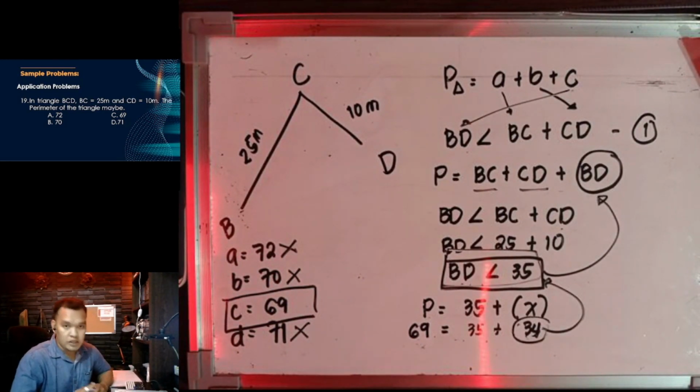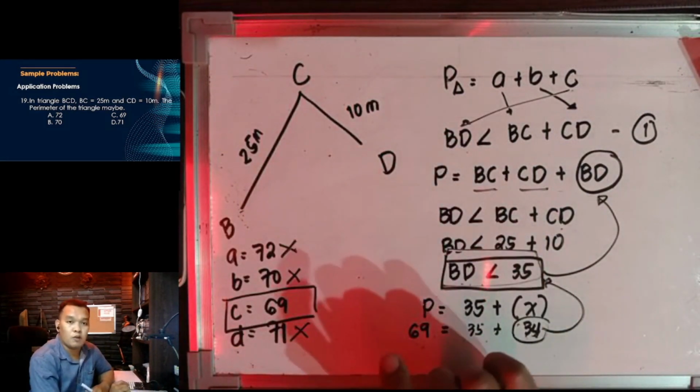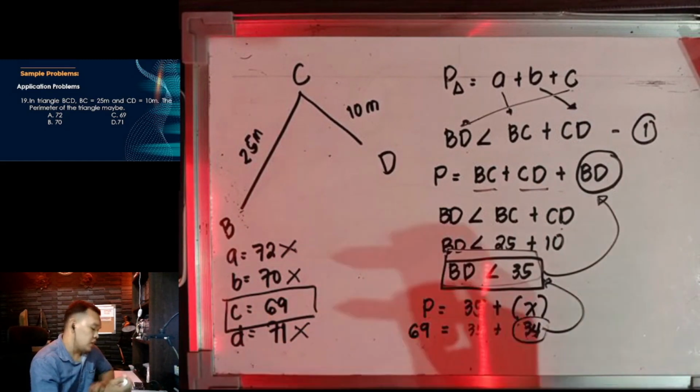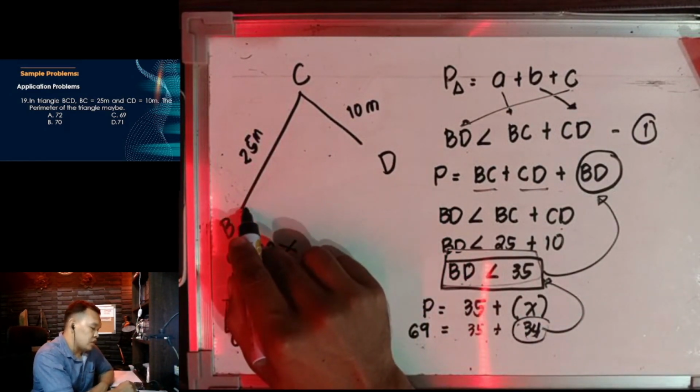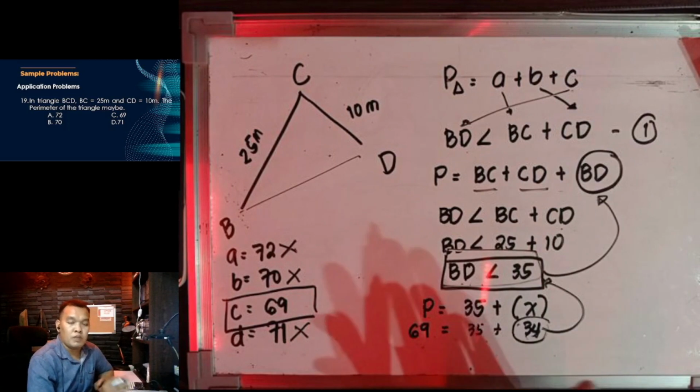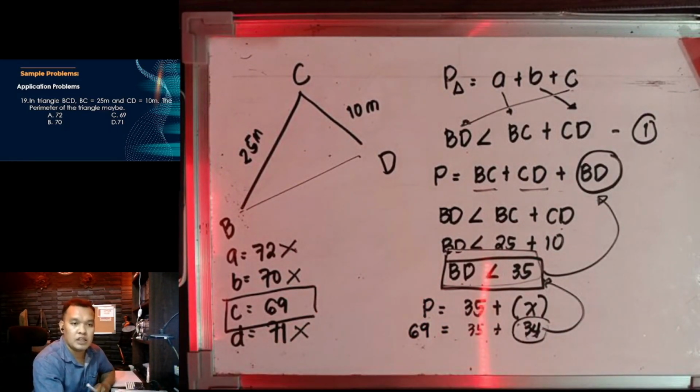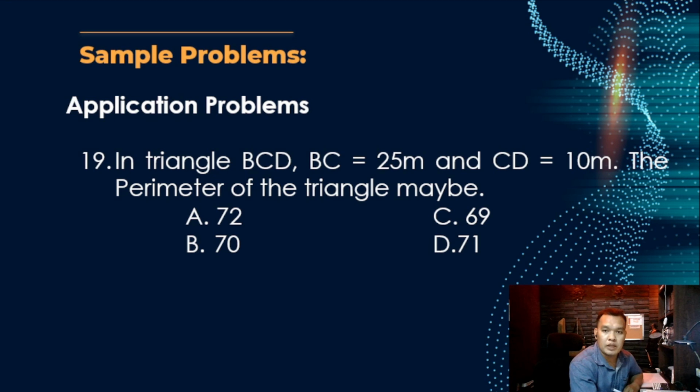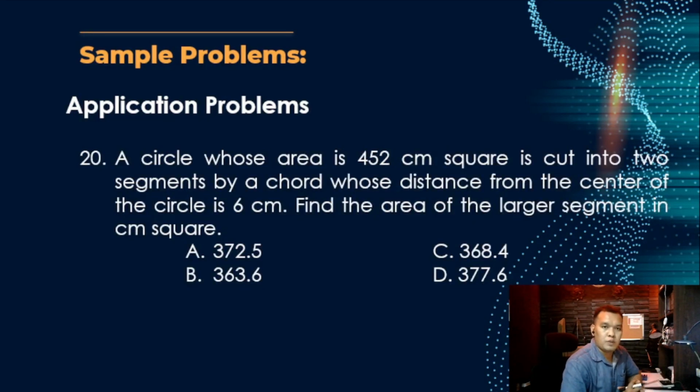But in that problem, we can't make sure whether triangle BCD can form a triangle when we put exactly 34, no? The question in our problem is just what would be the possible perimeter, no? So we just took the answer based on our assumption that the third length should not be greater than the sum of the two sides, no? So, that's it. Okay, let's proceed to problem number 20.